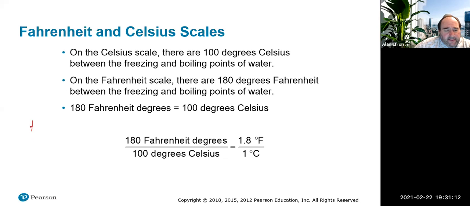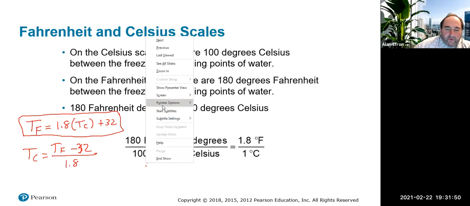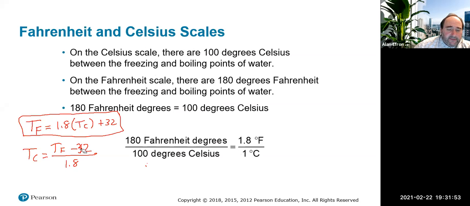So to calculate the temperature in Fahrenheit, we take 1.8 times the temperature in Celsius and we add 32 to it. So this is the formula that we use if we are given Celsius and we want to convert that temperature to degrees Fahrenheit. We also can rearrange this and solve for degrees Celsius. That would be the temperature in Fahrenheit minus 32, divided by 1.8. And that would be how you would go from Fahrenheit to Celsius.